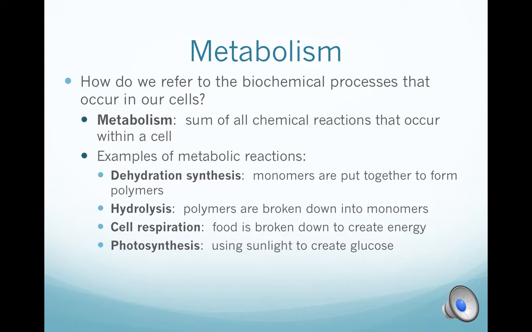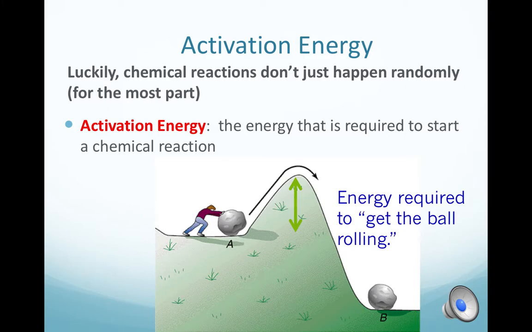Another example of a metabolic reaction is cell respiration. Cell respiration occurs when we break down our food to create energy, also known as ATP. And a final example of a metabolic reaction is photosynthesis. Plants use photosynthesis to turn sunlight into energy in the form of glucose.